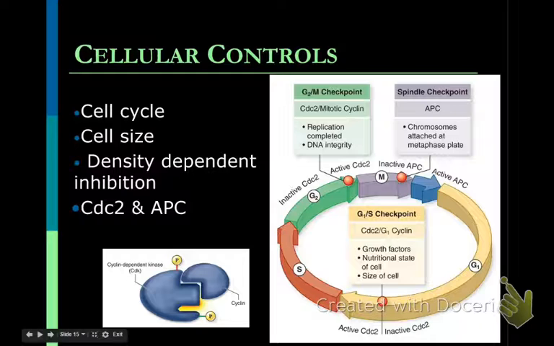There are certain controls. This is the part that we haven't really covered yet. There are checkpoints. Okay, there are very specific checkpoints. There's a G1 checkpoint, a G2, and an M checkpoint. And each of these are broken down up here. Y'all can read those. But the main thing that is actually controlling these checkpoints is something called cyclin.